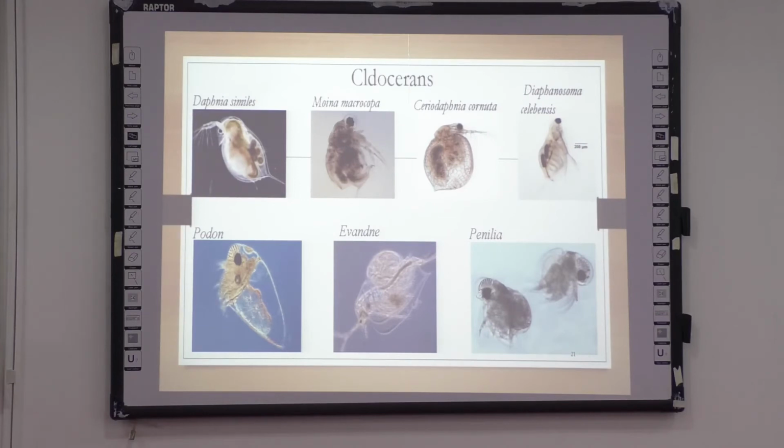Whereas, let us have a look at Podon, Evadne, Penilia, and these 3 happen to be marine species. And this marine species occurrence is not common. They are very seasonal, and that is the reason why we cannot apply them in aquaculture extensively, because their availability is seasonal and all the time we don't get them.